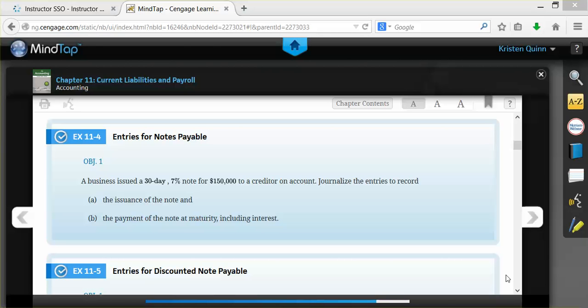In this example, we'll be using exercise 11.4 that can be found in your textbook on page 521. We are going to do the journal entries associated with issuing a note payable. The information given to us in example 11.4 is that a business has issued a 30-day, 7% note for $150,000 to a creditor on account. And we need to journalize the entries to first record the issuance of the note and then the payment of the note at maturity, including the interest.